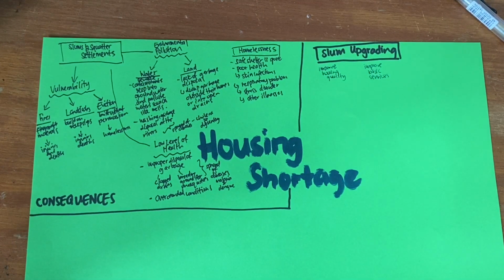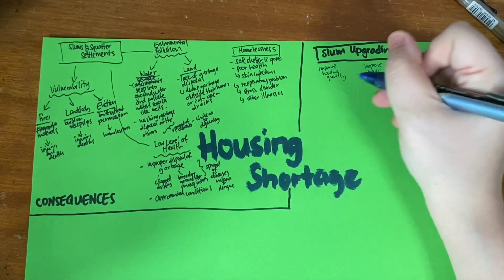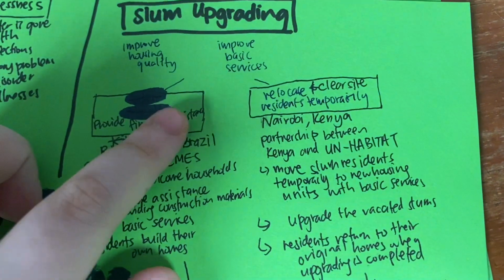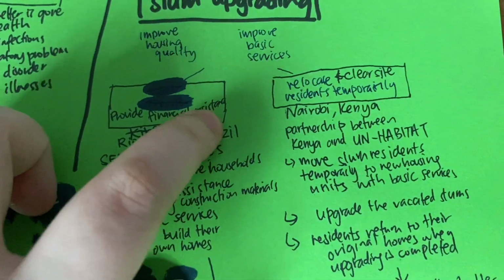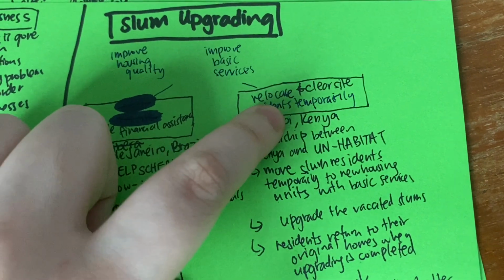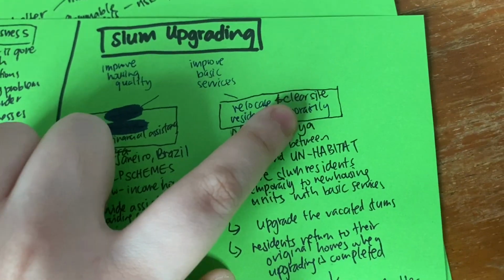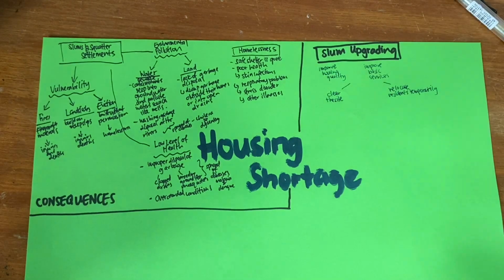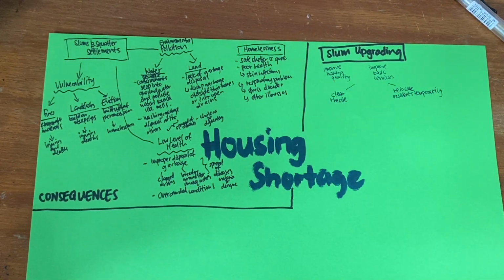And there are two ways in which it can happen. So one is whereby you clear the site, provide financial assistance, and the other is to relocate residents temporarily and clear the site temporarily.